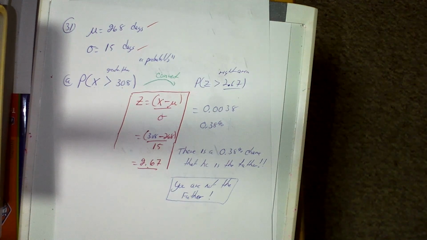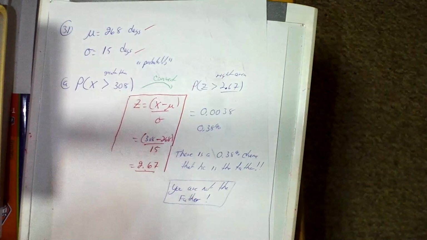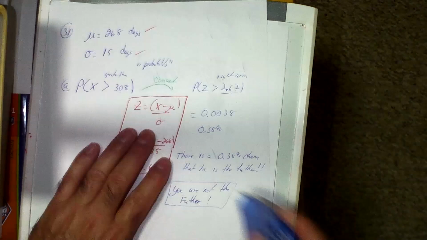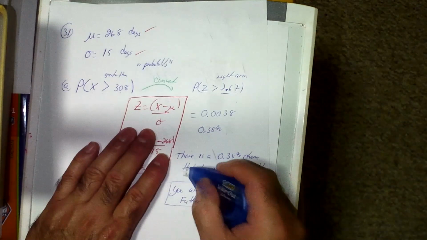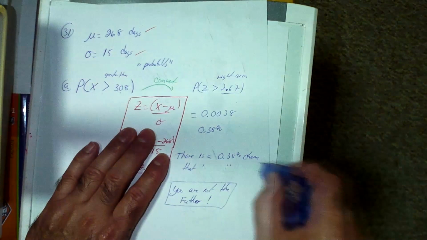All right, so he was not the father. Good lesson. That's how part A works. We're trying to find the probability of the pregnancy lasting 308 days. I don't think so. It can't last that long. So that's the interpretation. Oh, sorry, I jumped the gun. Oops.